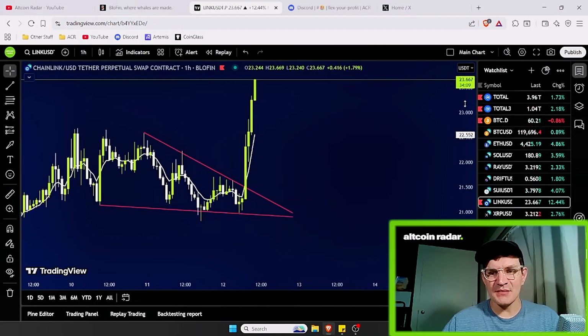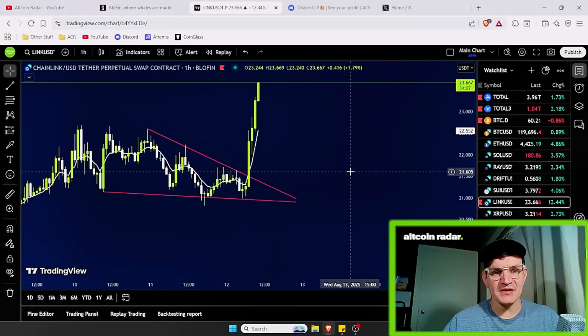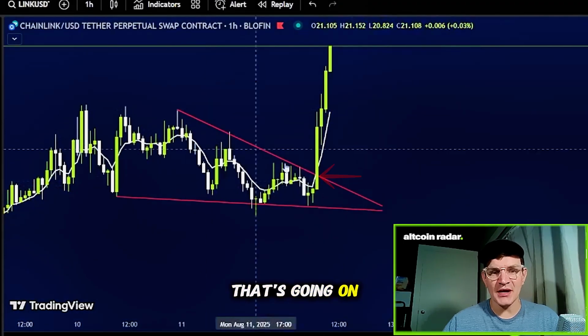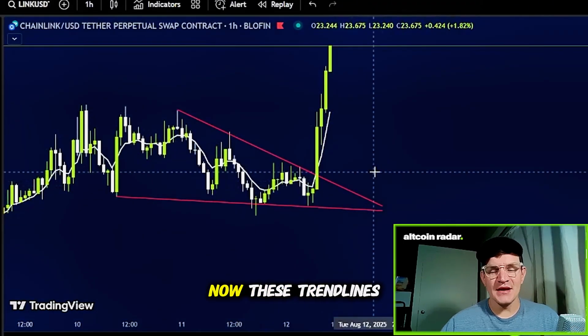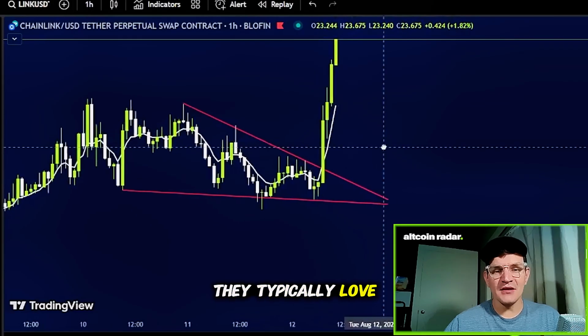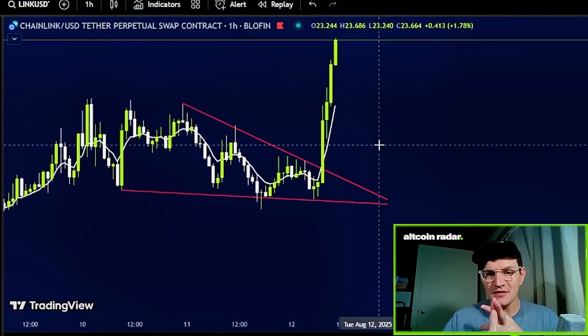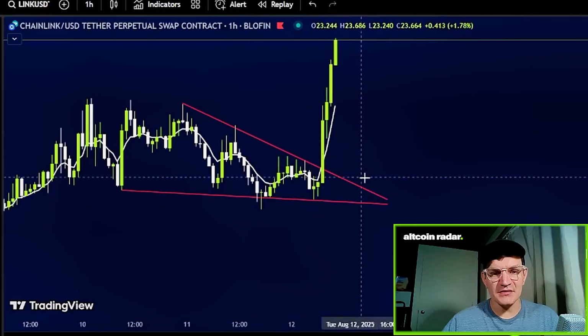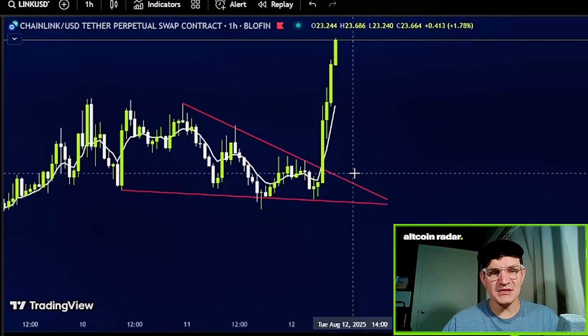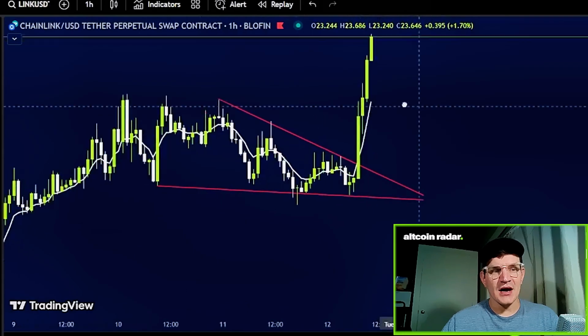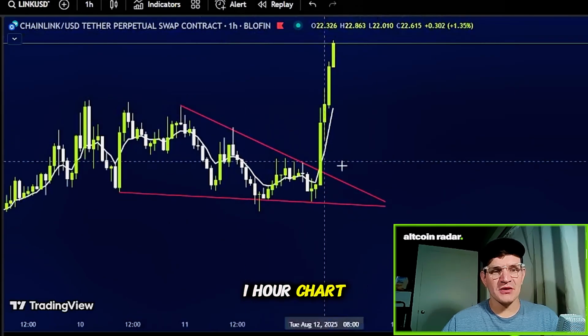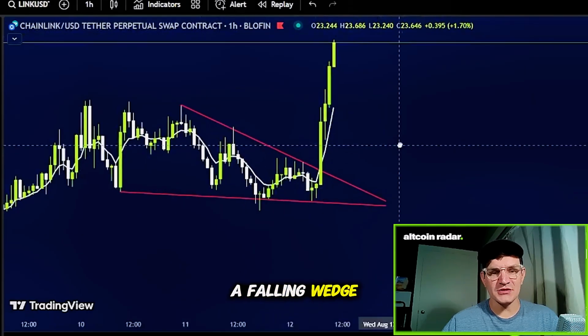One of the biggest examples that I'm going to show you right now, this very second, is just this one that's going on with Link right here, okay? Now, these trend lines, you can either use them as support and resistance, or they eventually end up forming a charting pattern. And as you guys can clearly see here, these trend lines right here, on the 1 hour chart for Link, created a falling wedge, all right?